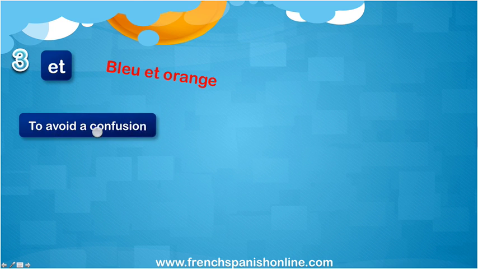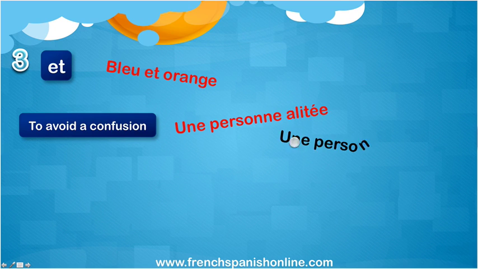To avoid confusion, we sometimes try to avoid the liaison. For example, if you want to say a bedridden person, une personne alitée, actually, if we have our liaison here, the word will be une personnalité. But une personnalité is also a personality in French. So that's why, to avoid confusion, sometimes we respect the unlinked words, une personne alitée.